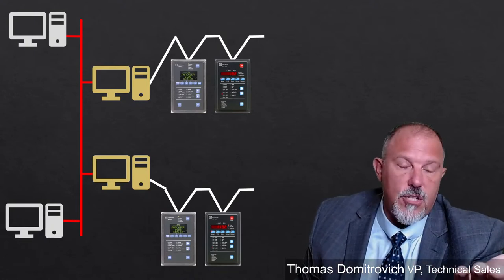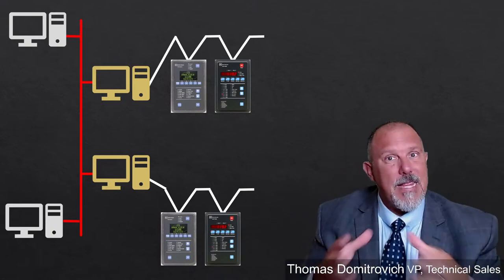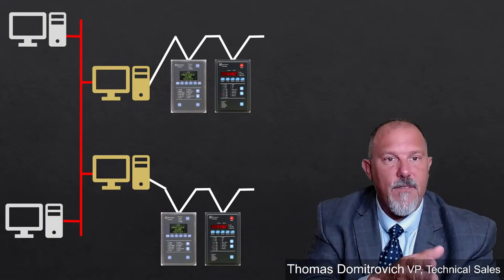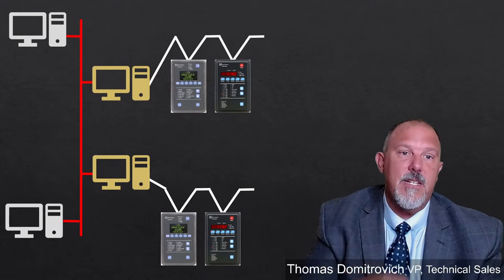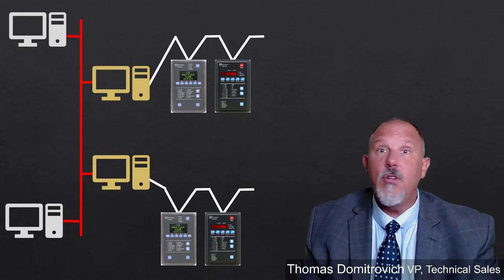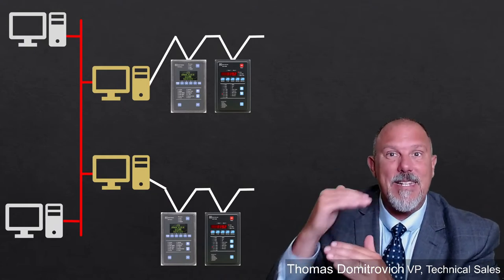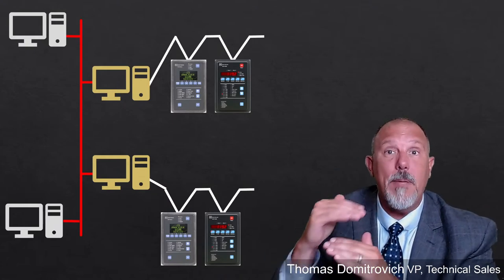I could land a twisted shielded pair on there if I wanted to. Depends upon the card I'm buying. You got to think about the architecture. And then I have to have the drivers, and then I can say, I'm connecting this to an Ethernet network. It's on a LAN, and now I'm communicating maybe Modbus TCP, or I'm communicating Dynamic Data Exchange, DDE, or OPC.